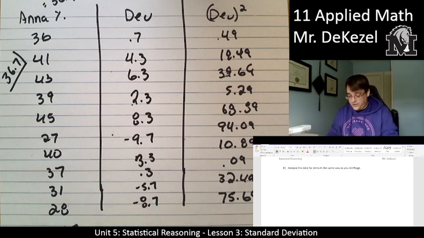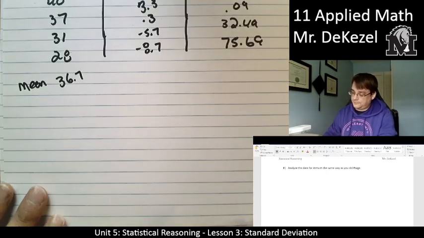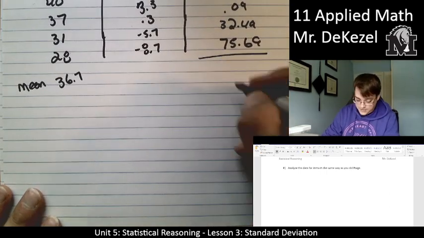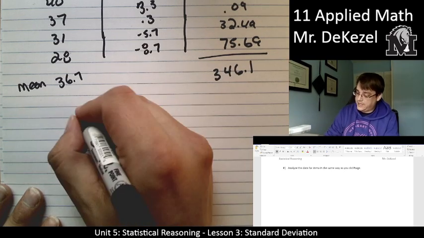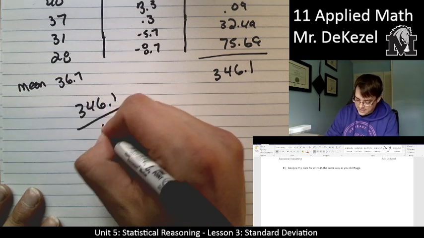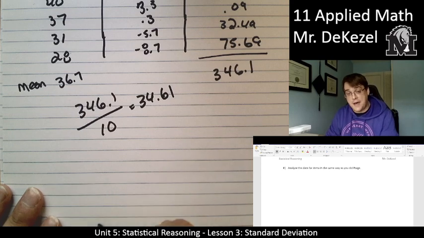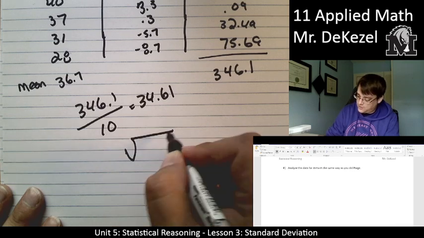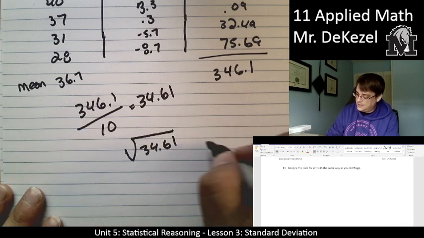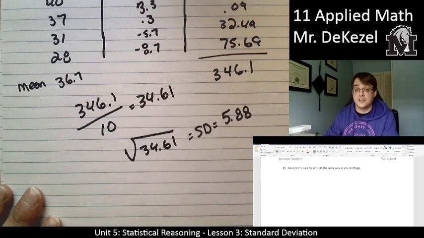We then total them up. So we add all of these values up and divide by the number that we have. So if we add all of those numbers up, we get 346.1. So we take that 346.1 and we divide it by 10 to get 34.61. And our last step is to square root that. So we take the square root of 34.61 to get a standard deviation of 5.88 percentage points.